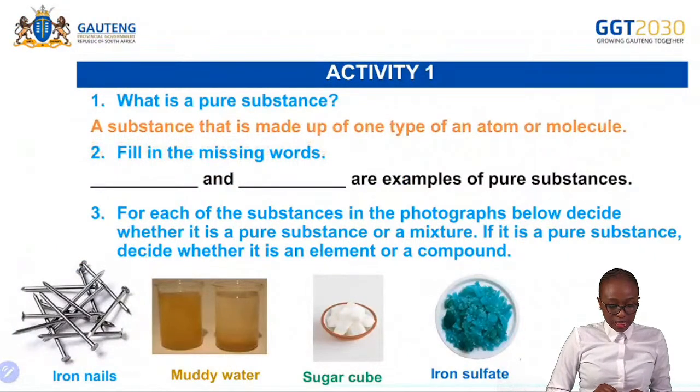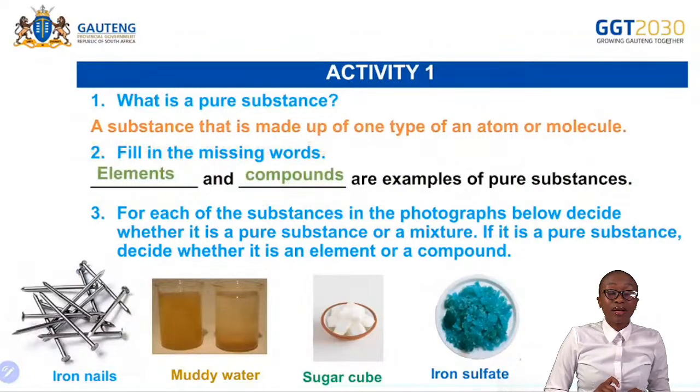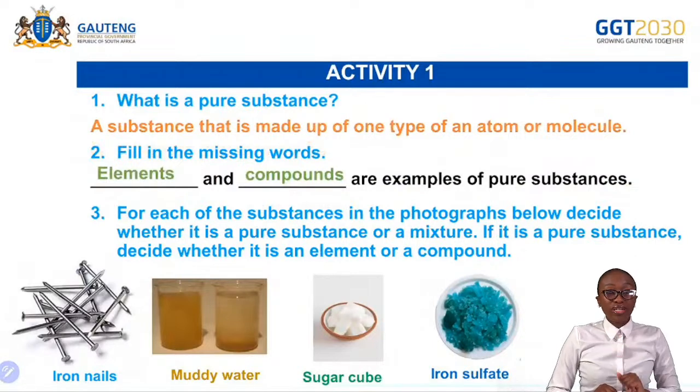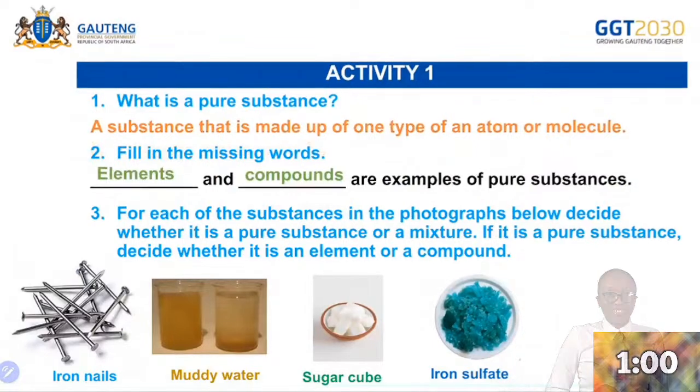So what is a pure substance? This is a substance that is made up of only one type of atom or molecule. And then fill in the missing words. Blank and blank are examples of pure substances. Elements and compounds are examples of pure substances. Now, quickly copy down questions 1 and 2, and then in our next slide, we will answer question 3. So take 1 minute to copy down the question 1 and 2 corrections.